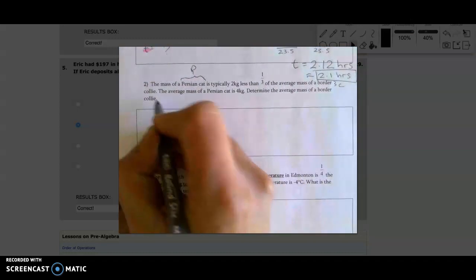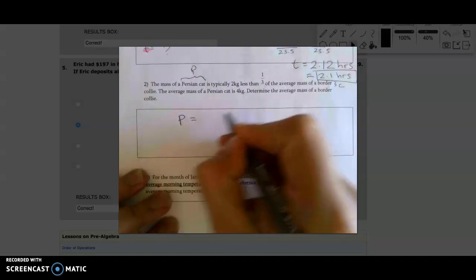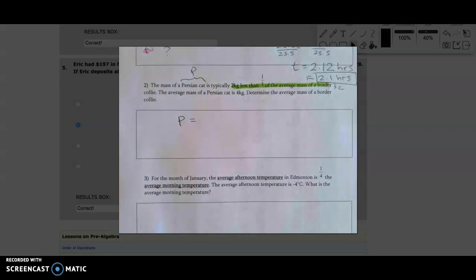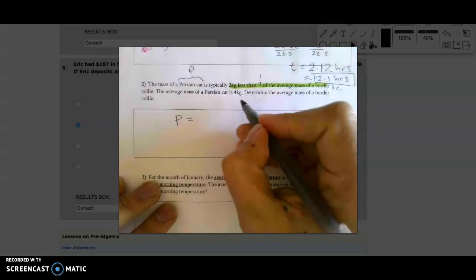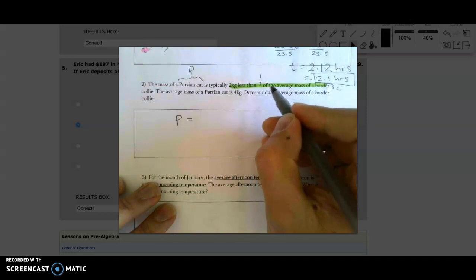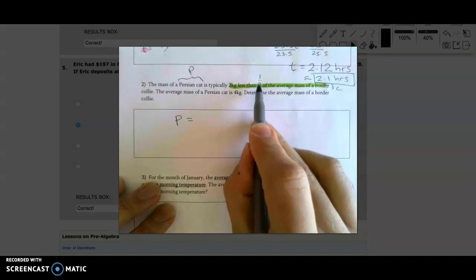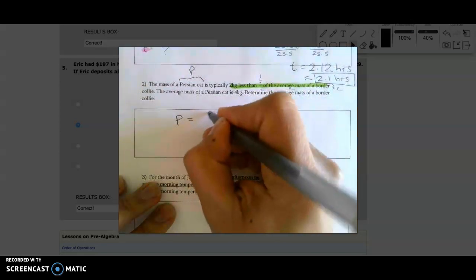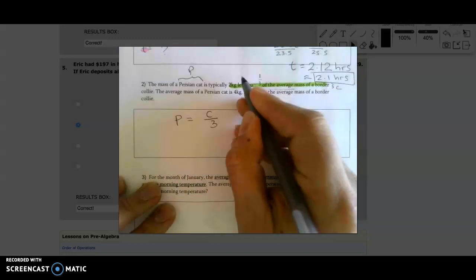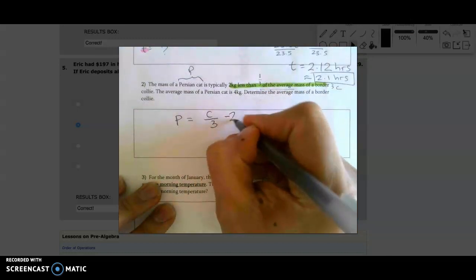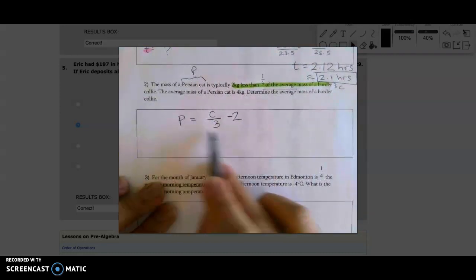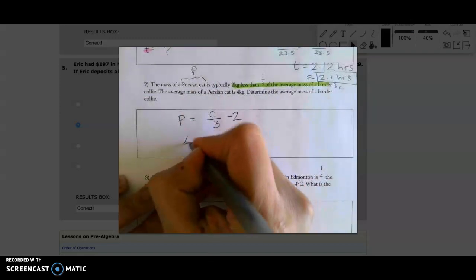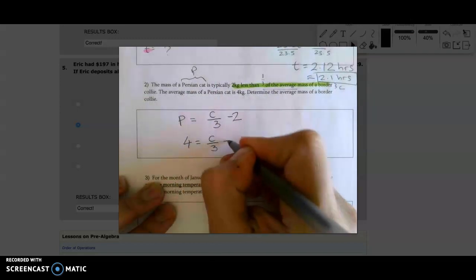So let's just do it. The mass of a Persian cat is 2 kilograms less than 1/3 of the mass of a border collie. So is it going to be 2 minus 1/3, or is it the opposite? So 1/3 of the mass of a border collie is actually C divided by 3. And then 2 kilograms less, you're going to minus 2. Now, this is our equation. Do we know our mass for my cat? Yes, we do, 4. 4 equals C divided by 3 minus 2.